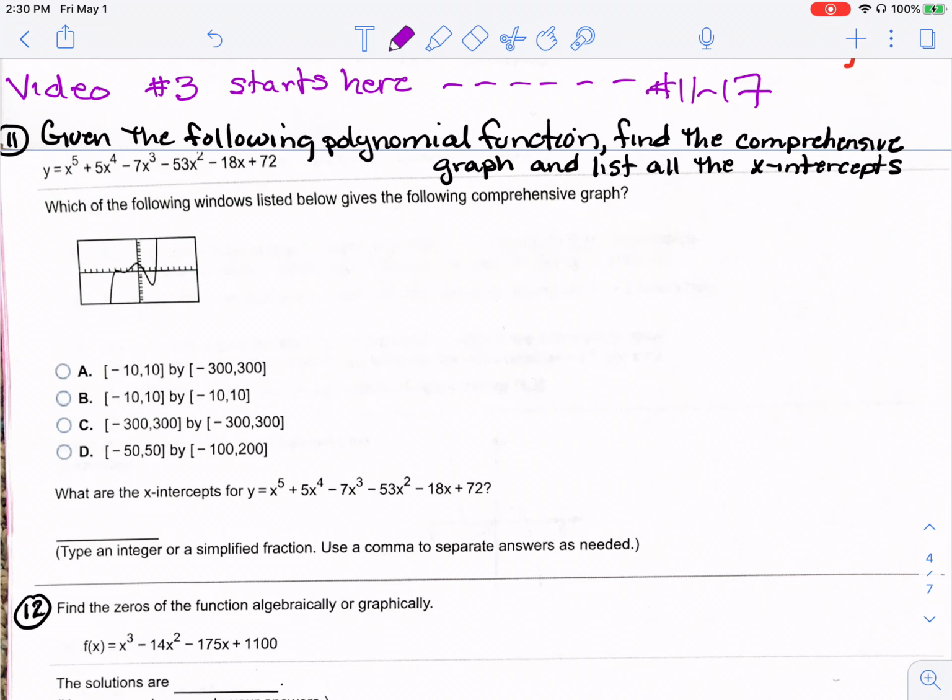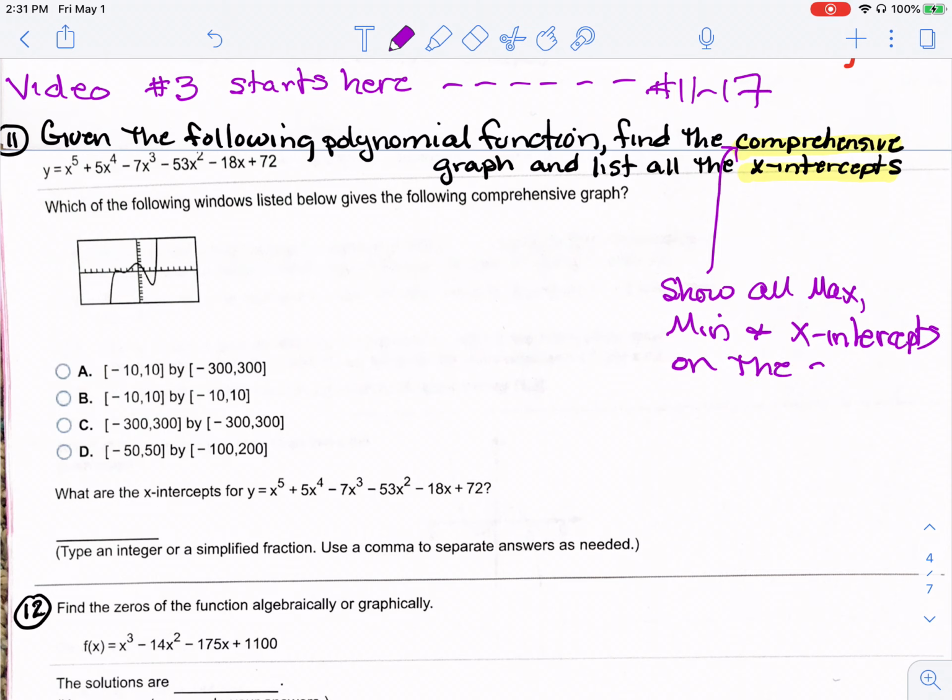All right, number 11 says, given the following polynomial function, find the comprehensive graph and list all the x-intercepts. Comprehensive graph right here means you want to show all maximums, minimums, and x-intercepts on the screen. So you're going to put this in Desmos, but when you do that, you're going to have to change your window settings.